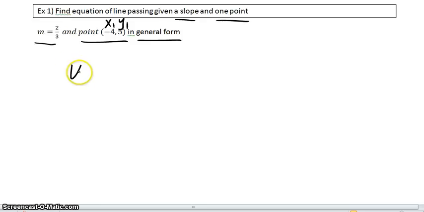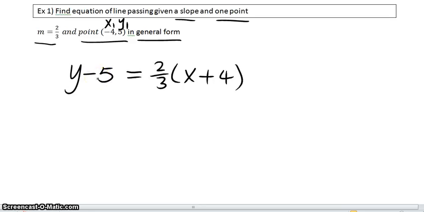Slope-point form says y minus y1 equals m bracket x minus x1. Minus minus becomes a plus. The brackets and the plus sign, minus sign, they are all significant in the form. So just follow the form. So this is my answer. I have an equation. Oh, so easy.